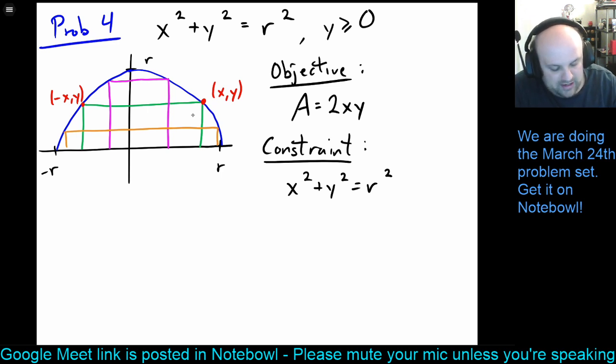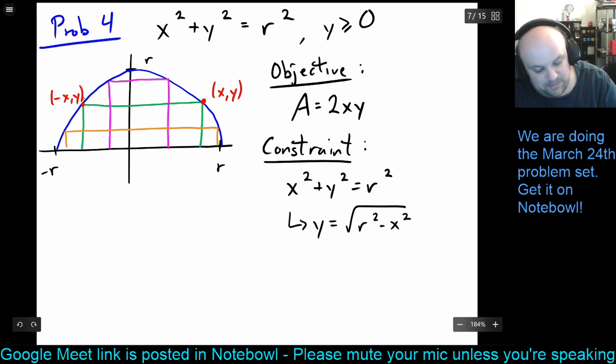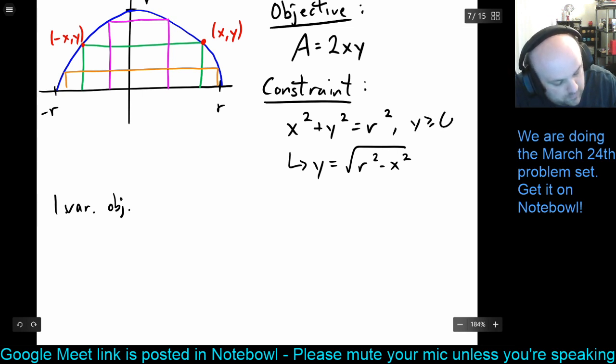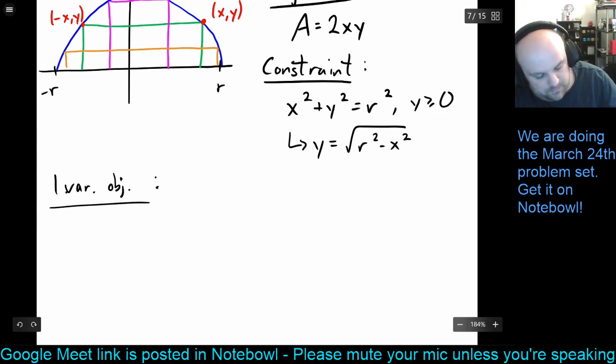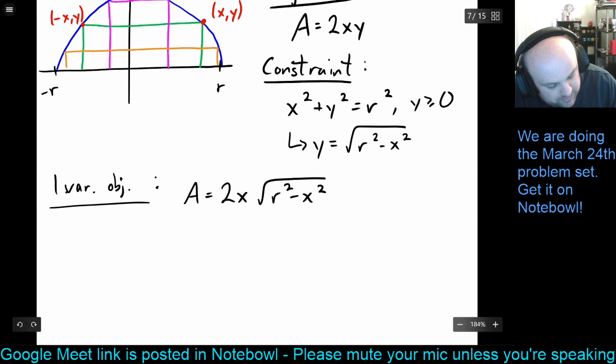Notice here that y is kind of duplicated. It goes up and back down, but x is only traversed once. So we want to solve this constraint for y. In this case, we want the positive square root so that we're on the top half of the circle. And then we plug that into the objective. So this gives the area as 2x times the square root of r squared minus x squared.